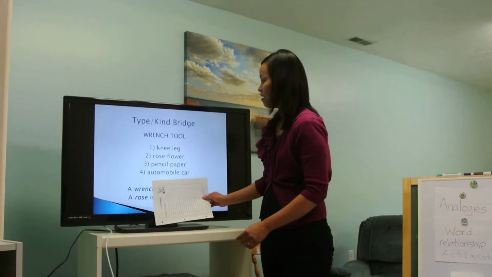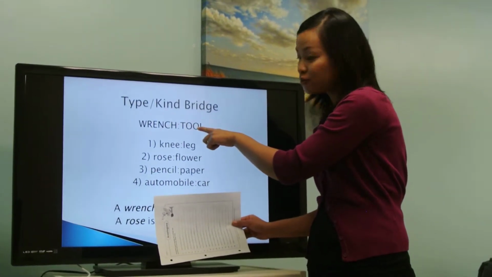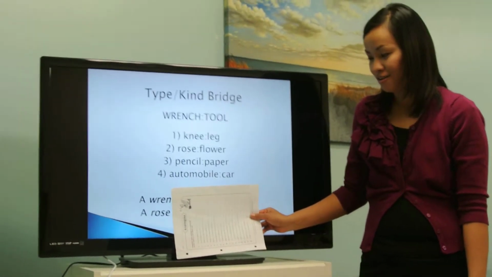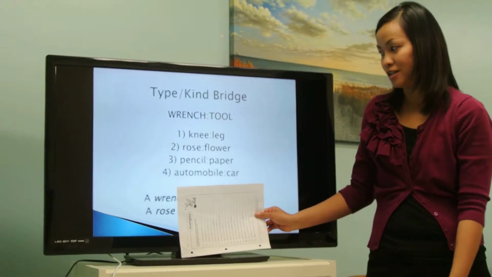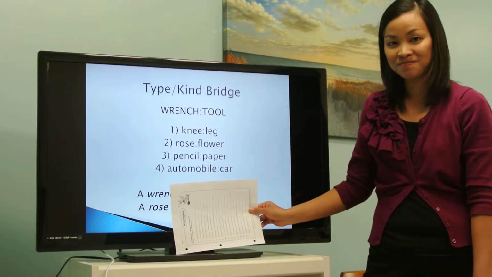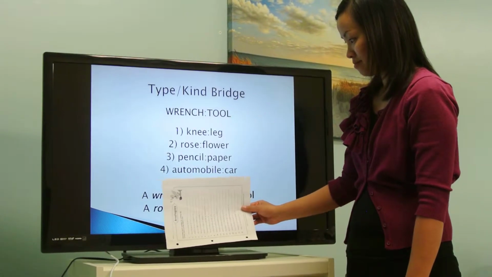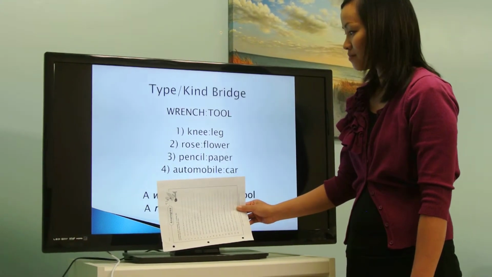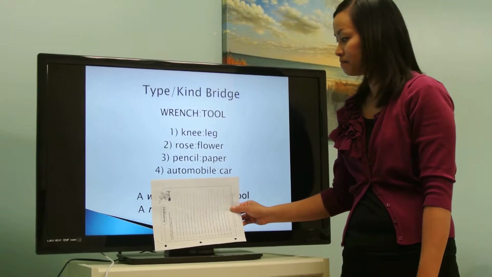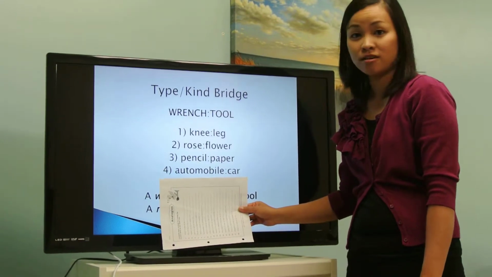Okay, type, kind of bridge. A wrench is a type of tool. Let's have someone in the class help us with this. Who knows what the answer pair is to wrench is to tool? Yes, Zachary. I think number 2, rose to flower. Okay, can you explain yourself? Why did you pick that answer? Because the rose is a flower, is a type of flower. Okay, great. That's very good.